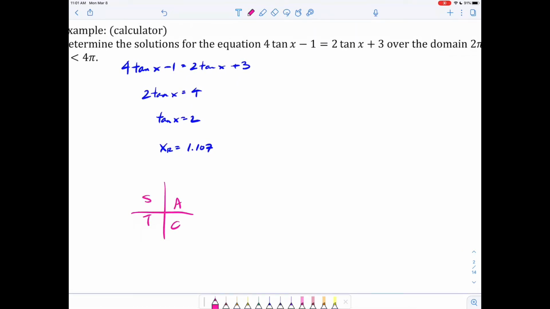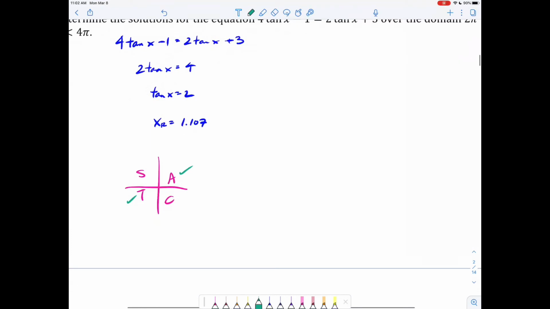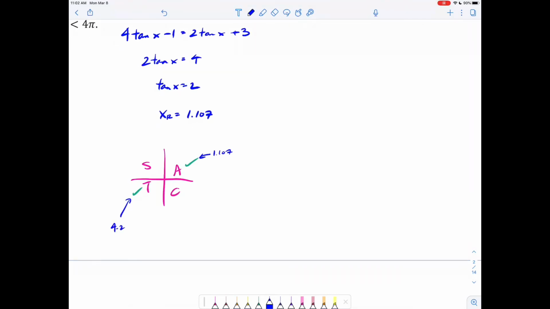Looks like I'm dealing with quadrants 1 and 3. So in quadrant 1, this would be 1.107. And in quadrant 3, it'd be that plus pi, which would be 4.249. I could start putting in answers here, like the 1.107 and the 4.249.